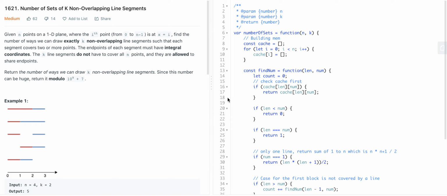Hello everyone. In today's video, I'm gonna explain how I solve the number of sets of k non-overlapping line segments problem on Leetcode.